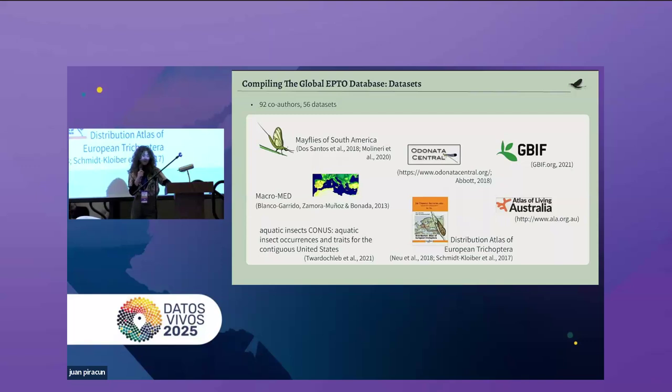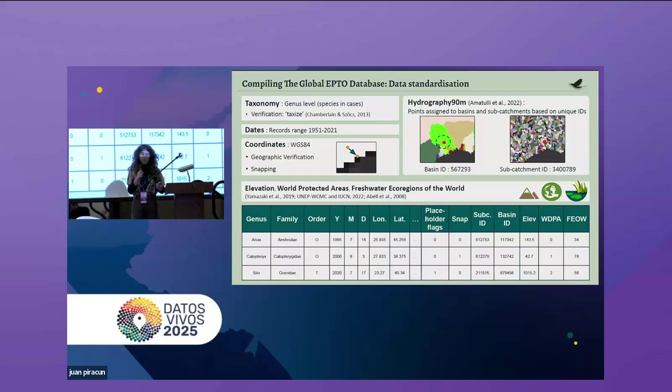So for this, I put together 56 datasets from 92 researchers across the world that were hidden in hard disks until then. And then I cleaned all the data with some workflows that now might seem obsolete, because I saw today so many wonderful new R packages that really make all these workflows easier. But back then it was a real pain.